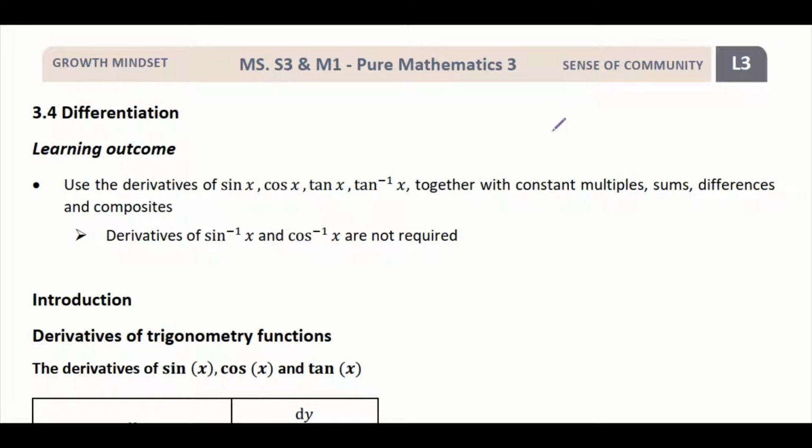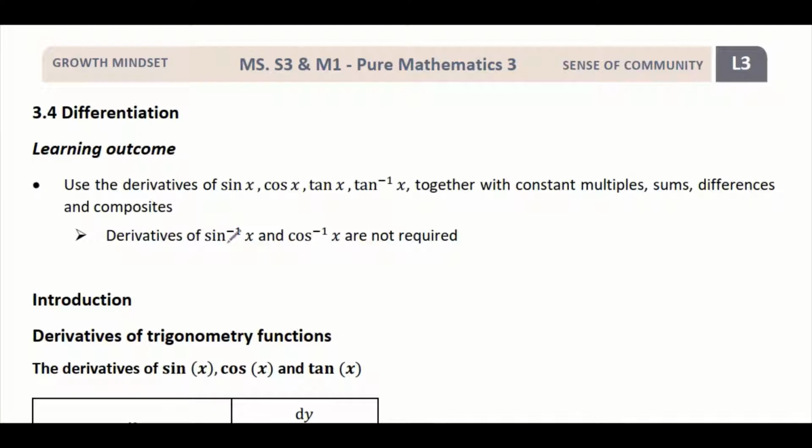Alright, hi everyone. So we are in the third lesson for our topic of differentiation. Today's learning outcome is pretty simple. We are going to learn how to use the derivative for some of the trigonometry functions. These four are the functions that you will need to learn how to differentiate, and also apply them together with constant multiple, sum, differences, composite, and also the product rule and the quotient rule as well.